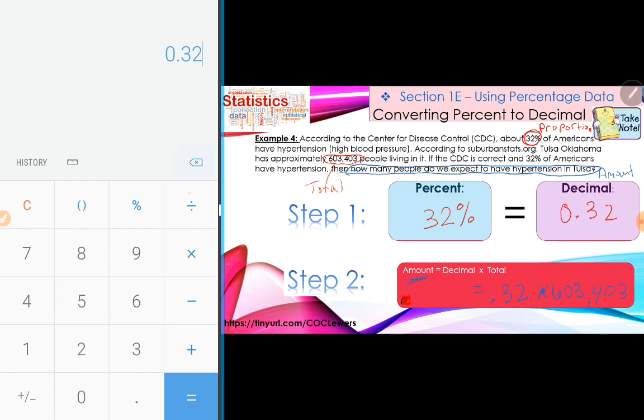So now I'm going to get my handy dandy calculator. I already have my 0.32 in there. Multiply that by the number of people in Tulsa, 603,403. And I get my amount is 193,089.96. I'm going to call that 193,090 people. I'm going to round off to the whole number since it's people. So the proportion of people with hypertension is 32%. So that 0.32 times the total number of people in Tulsa gives me the number of people that have hypertension in Tulsa, or an estimation of that. That's how many we can expect.